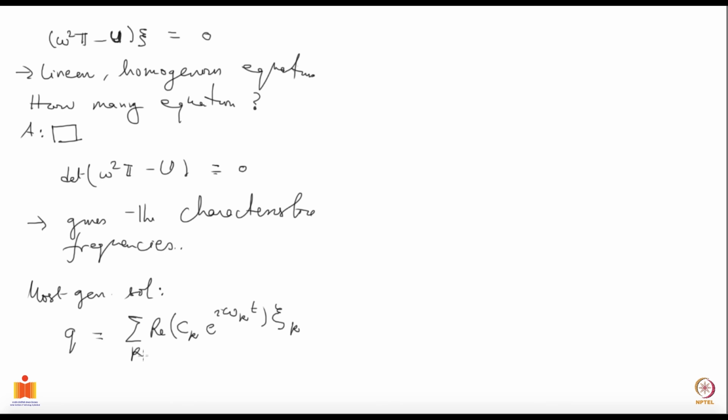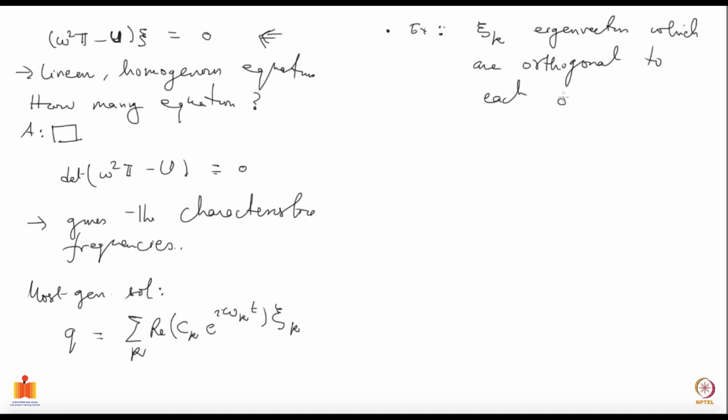And let me make the summation over k explicit. Also, I would request you to check that, if you are looking at this generalized eigenvalue problem, the xi of k in our case is a set of eigenvectors which are orthogonal to each other. You will be able to do this based on the discussions which we have had in the last couple of hours, or you can also refer to some book like Goldstein.